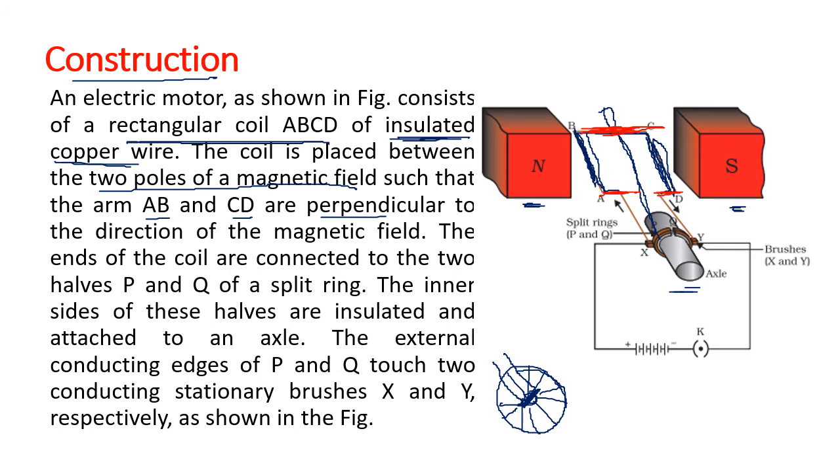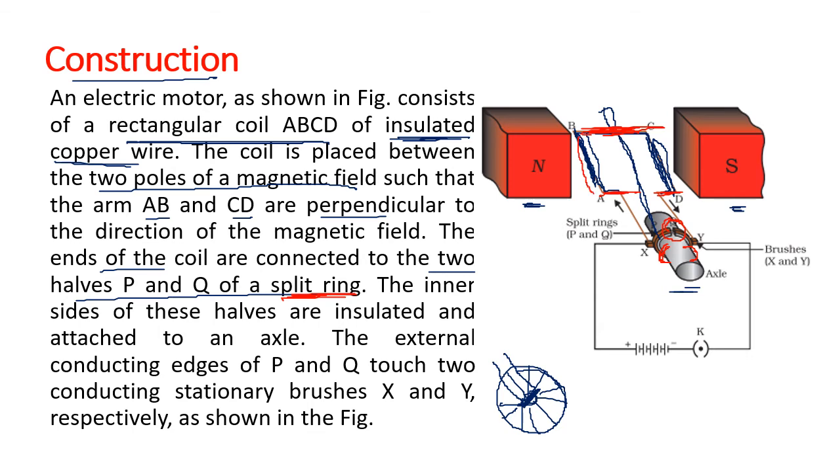Now the ends of this coil are connected to two halves P and Q, a split ring. You can see this P and Q. You can see this gap in between. The ring is not connected. There is a half ring P and a half ring Q. They are called split rings.